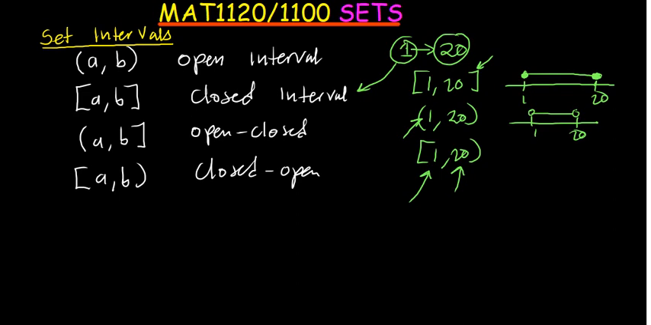But for this other one, is there a question? Okay, so for this other one, you've seen the way I've written it. I'm going to shade at 1, I'm not shading at 20. Why? Because we are including 1 but we are not including 20.